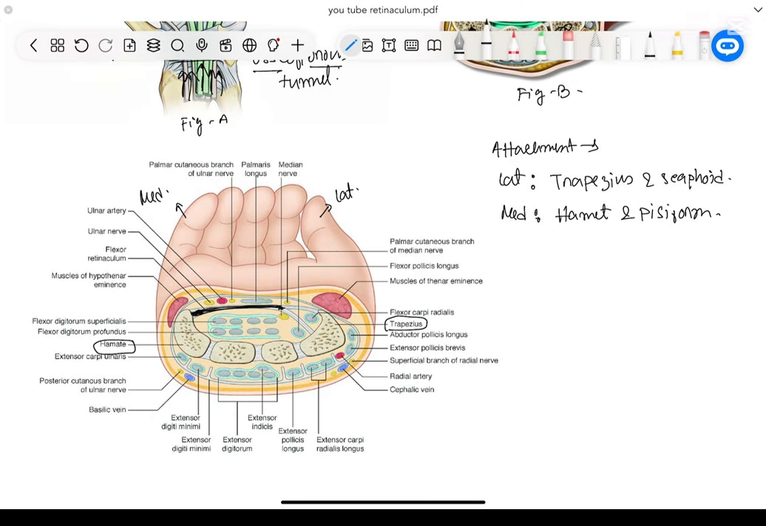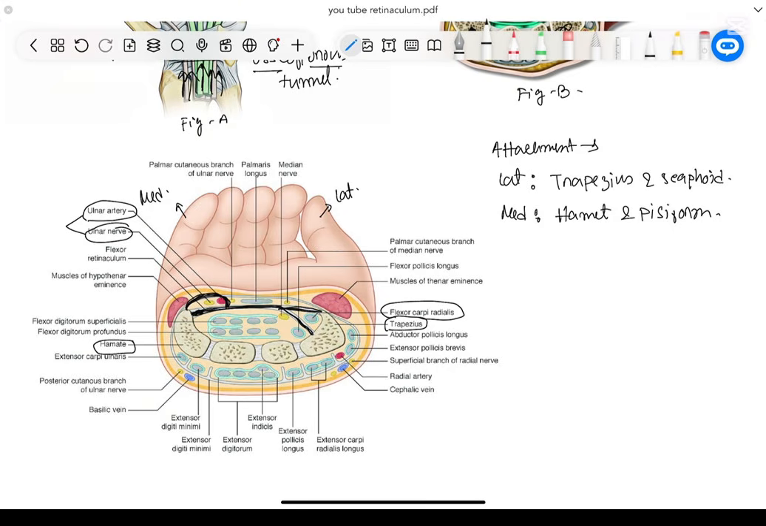Now while attaching on both sides, medially and laterally, you can see it forms two slips, a superficial and a deep slip, and in between one tendon is passing, the flexor carpi radialis. Similarly on the medial side it makes a superficial slip and covers two important structures, the ulnar artery and ulnar nerve. This extra tunnel on the medial side, through which the ulnar nerve and ulnar artery pass, is formed by the volar carpal ligament.